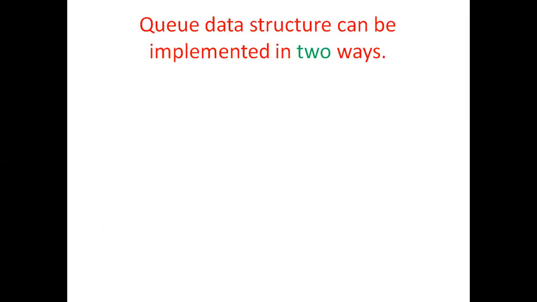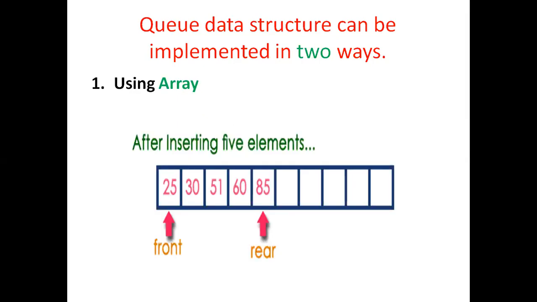Next one. Queue data structure can be implemented in two ways. So basically, how can you represent a queue? Here the queue is represented in two ways. First one is queue using arrays and second one is queue using linked list. So queue using array is like this. We have inserted 1, 2, 3, 4, 5 elements. Front is always indicating the first value, rear is always indicating the last inserted element.